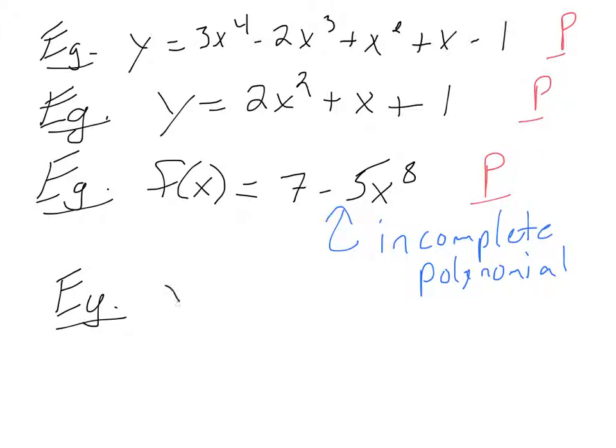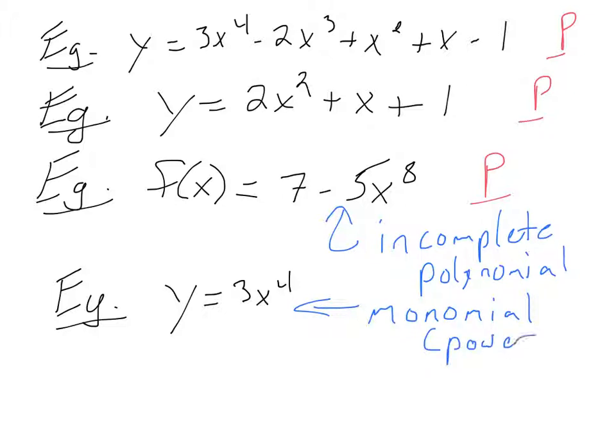What if it's just like 3x to the fourth, if it's a single term, a monomial? Is a monomial a type of polynomial? It is, isn't it? Just a one-term polynomial. And we're going to start calling these power functions in a second. So these are all examples of polynomial functions, right?